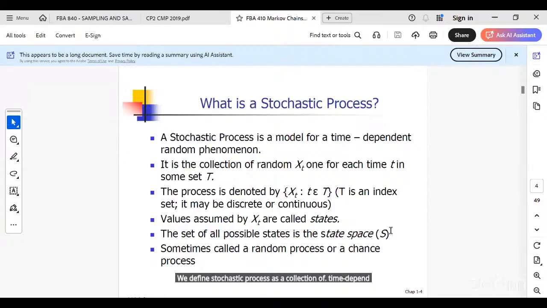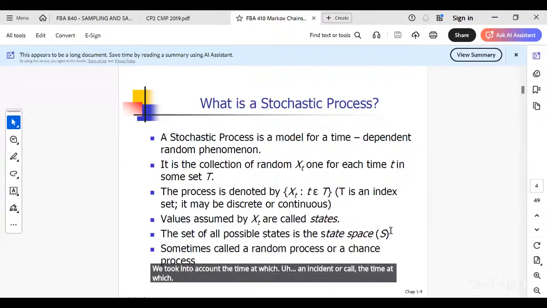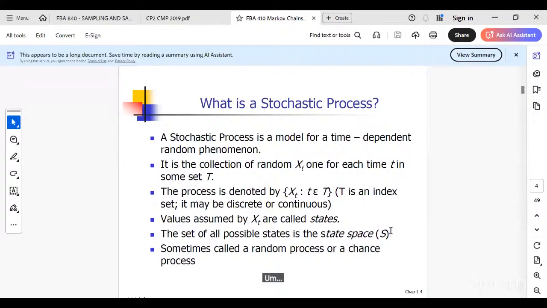time-dependent random variables. Okay, so anything that will take into account the time at which an incident occurs, the time at which readings are made, the times at which processes change, is a stochastic process. So simply put, we say a stochastic process is a collection of time-dependent random variables.